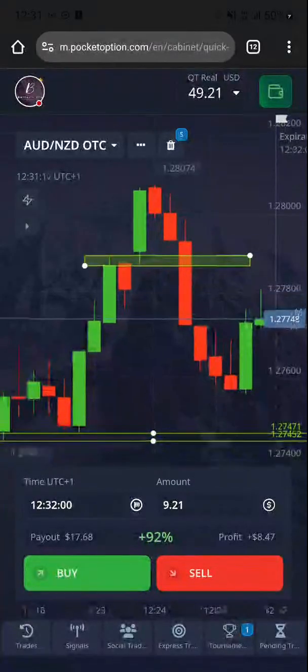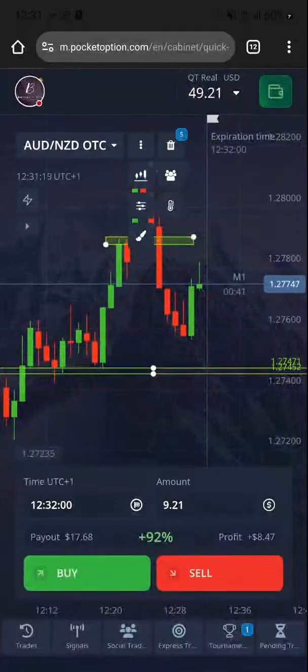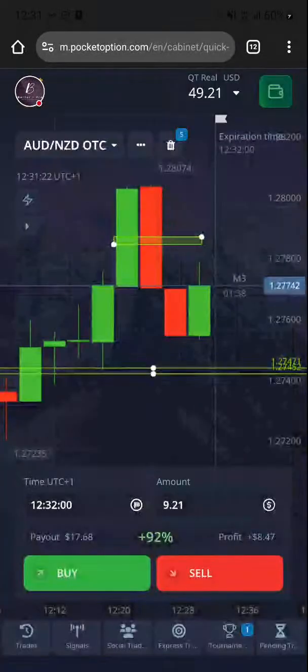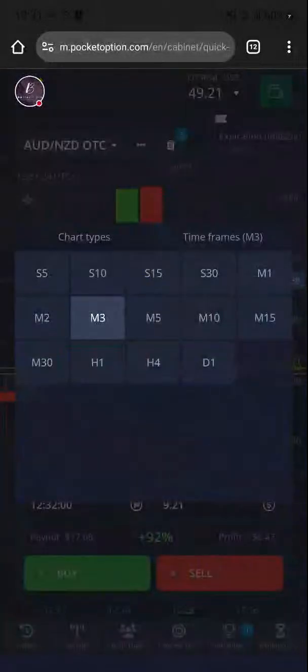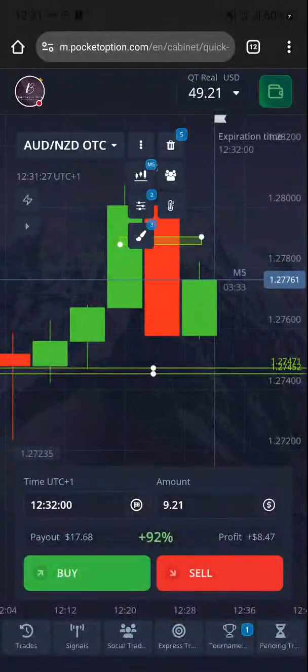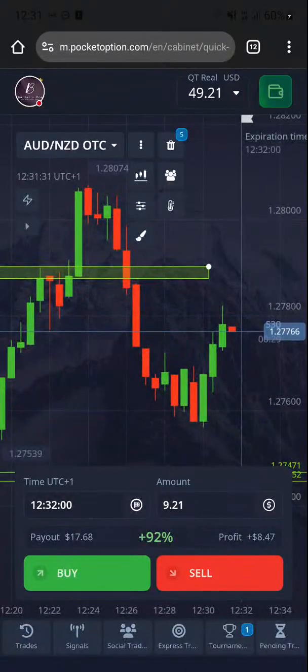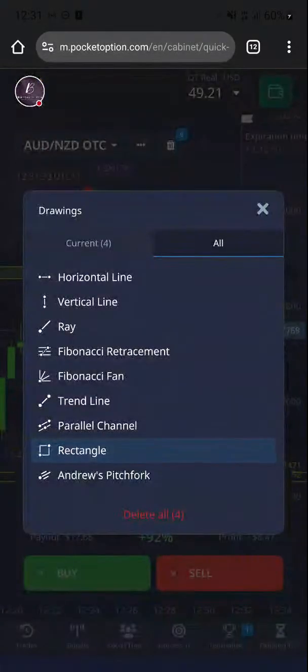So immediately I saw that QM, I knew the probability of the third touch would be high. So let's go to M3. Okay, that's not an engulf. Okay, we have an engulf in M5. Let's check lower time frame. We can actually take this trade.